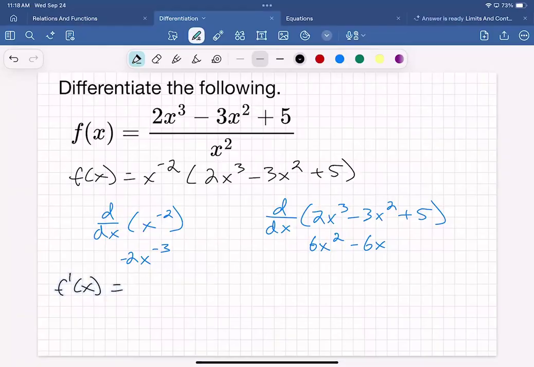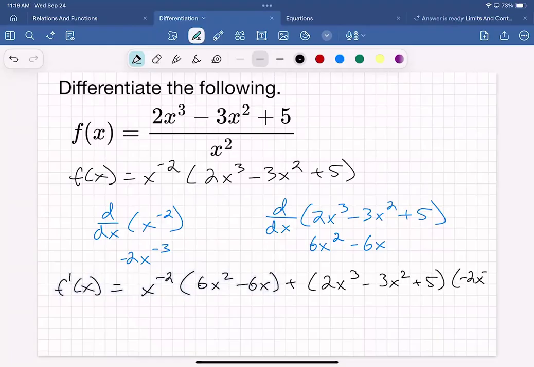How do we build the product rule? All right, so first times the derivative of the second. So we're going to say, hey, x to the -2 times 6x squared minus 6x. I took the first factor and I multiplied it with the derivative of the second factor. Okay. What goes behind that? Plus the second factor times the derivative of the first factor.